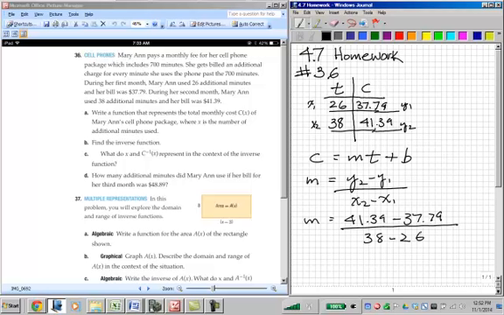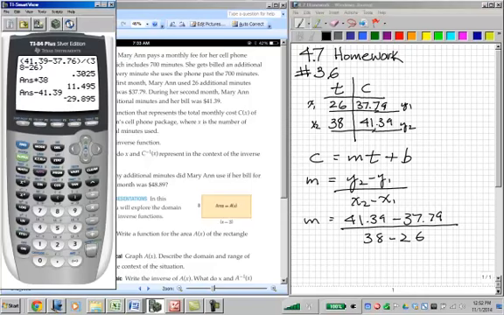So let's double check our numbers. Okay. The first ordered pair I'm using is 26 and 37.79. And the second ordered pair is 38 and 41.39. Let's make sure I copied them into the formula right. 41.39 minus 37.79 over 38 minus 26.